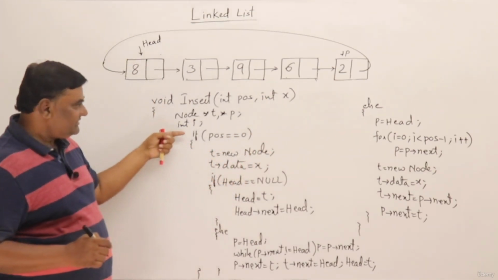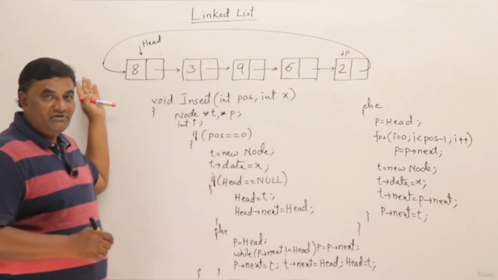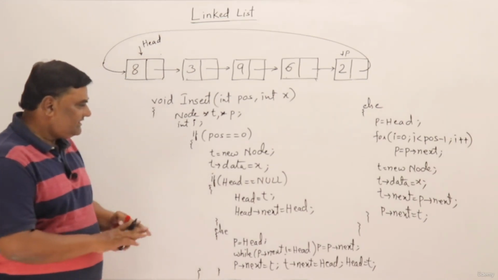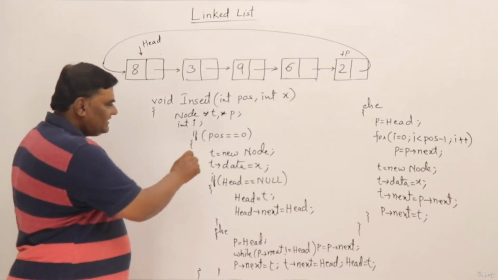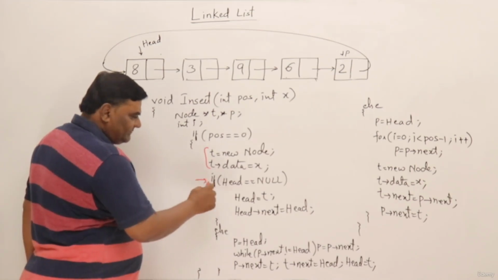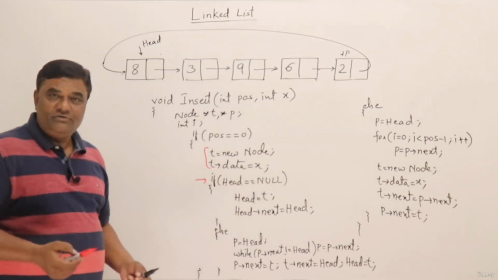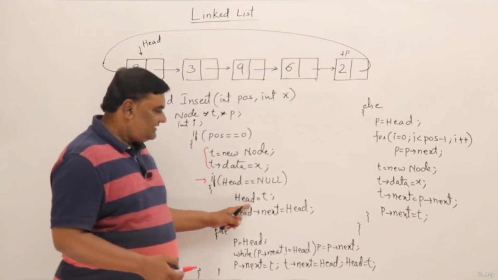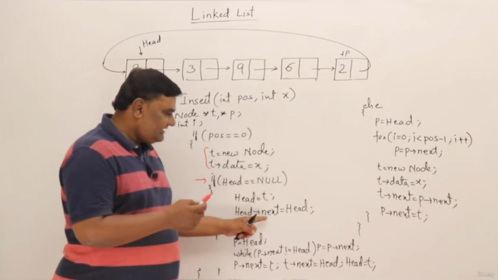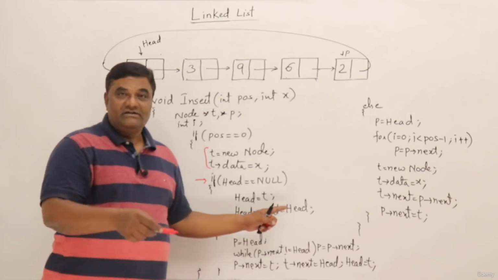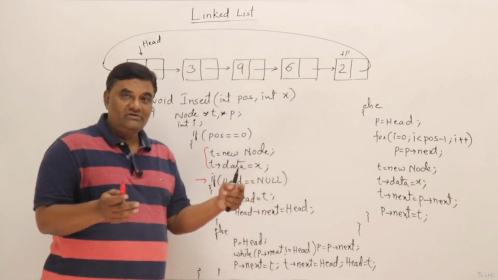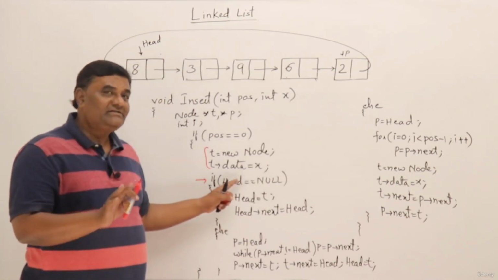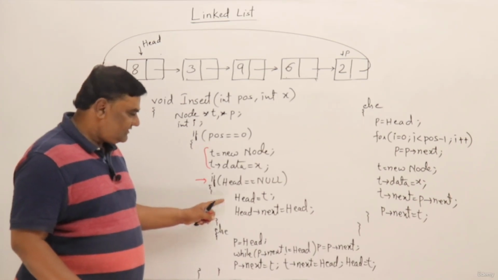Then here, first condition, if position is 0, means you want to insert before head node. Then already we have seen what are the things we have to do. But here I have taken care of one more condition. See, here I have created a new node. Then in this condition I am checking, is it the first node? If head is null, means it is the first node. If this is the first node, then head should point on that node and head's next should point on itself. Like already we have seen in previous video, if there is one single node, then head node will be pointing on itself. So that's what I have done.